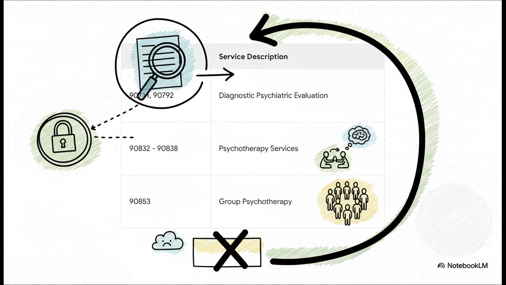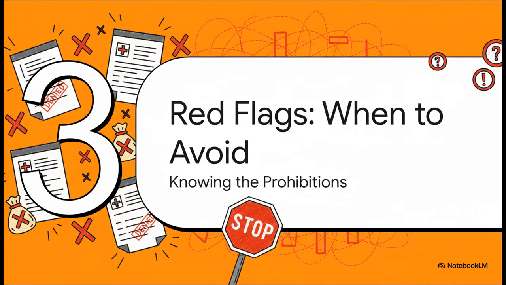Okay, so your detective work paid off. You found a trigger in the notes. Awesome. What's the next step? You have to check if the main service, the motorcycle for our sidecar, is actually eligible. And this table here lays it out perfectly. 90785 can only be attached to these specific codes: diagnostic evaluations, certain psychotherapy services, and group therapy. If the primary code isn't on this list, it's a no-go for 90785. Simple as that.